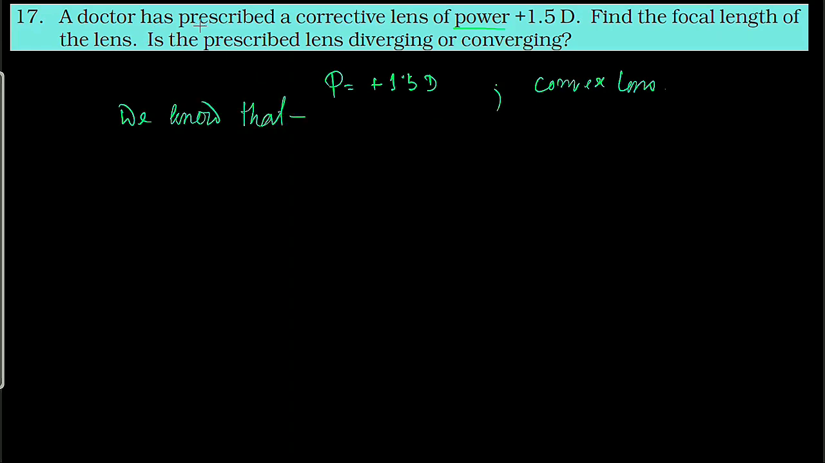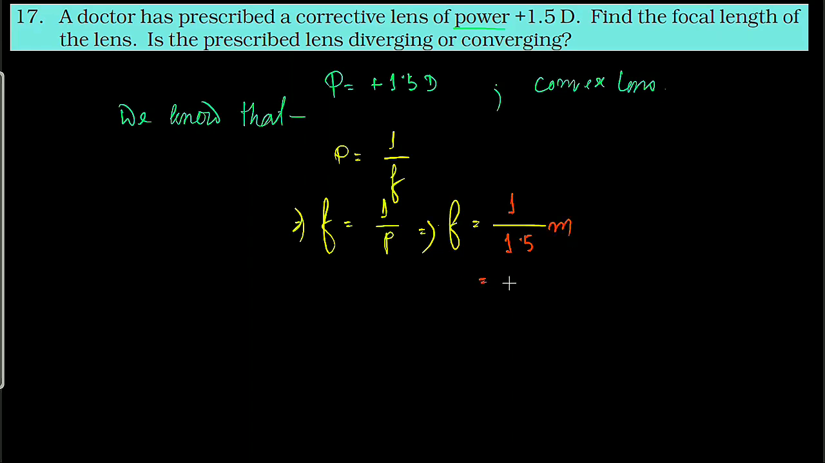Right? What we know? We'll write it down. What you know? P equal to 1 by F. So, what you can write? F equal to 1 by P. Now put the values. What is the value here? 1 by 1.5 meter. Now solve it, 10 by 15 meter.